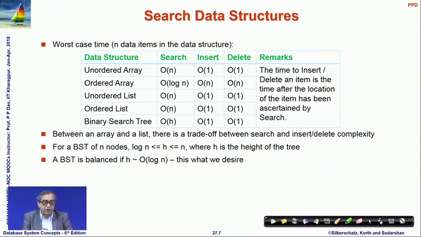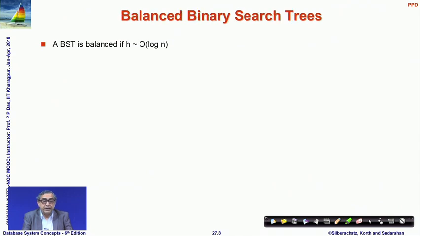and vice versa. So, to take the benefit of both, the binary search tree is devised, where you expect that the search will take the worst case order h cost, where h is the height of the tree, because that is the maximum number of comparisons that you will need to reach that leaf node. And a binary search tree, if it is balanced, then h would be of the order of log n, and this is what we desire. So, if BST is balanced, h is of the order of log n.